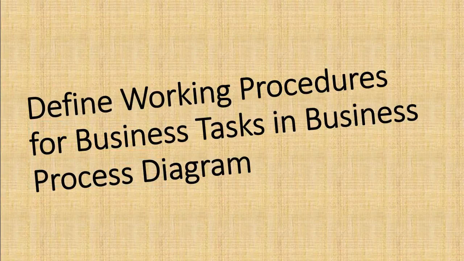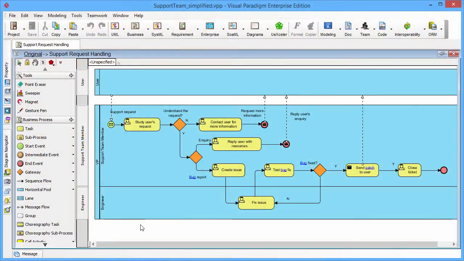Let's see how to define the working procedures in a business process diagram. Here I have a support request handling business process. Let me just do a basic walkthrough of the process. At the beginning, we will receive a support request from the end user, and our support team member will study the user request. If we can understand the request, that means we have enough information, then we will go to another decision to check whether it is an inquiry or a bug report.